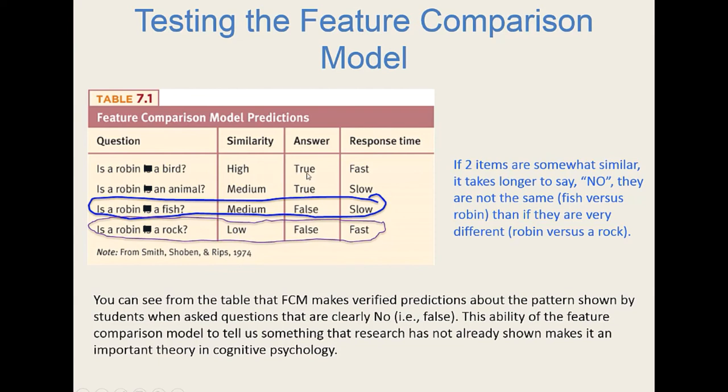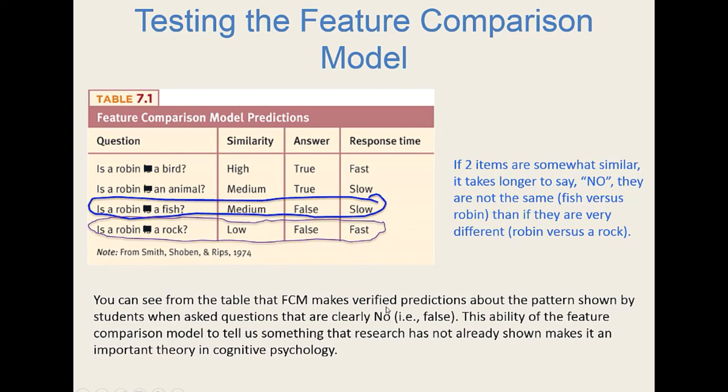If the answer is true, it's almost easier if the two concepts are highly similar, because we're looking for what do they have in common, right? So if they're very, very, very similar, it's easy to see, oh yeah, lots in common, yes. A robin is definitely a bird, and a robin is definitely an animal.